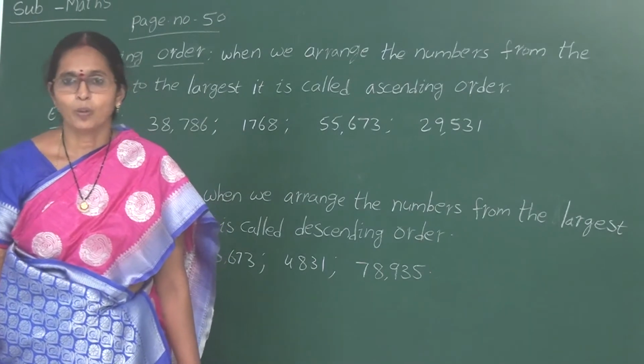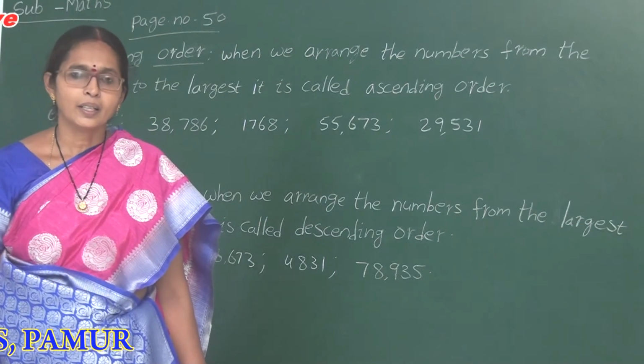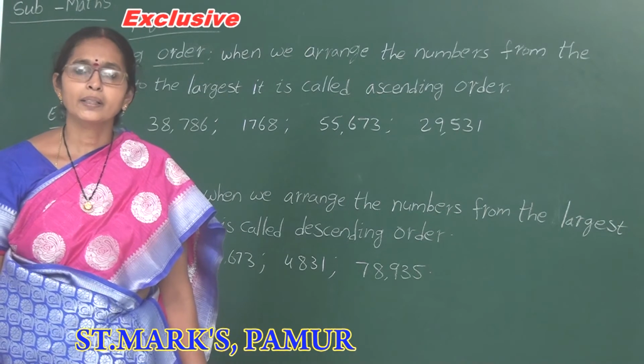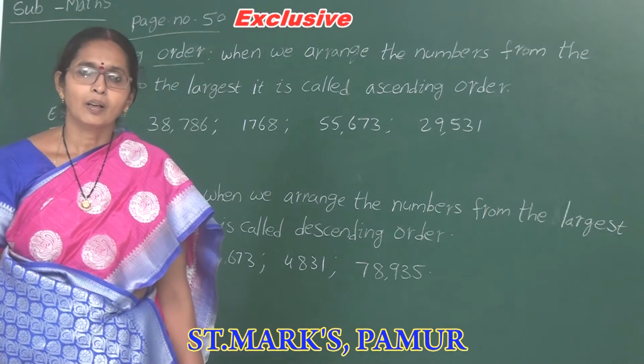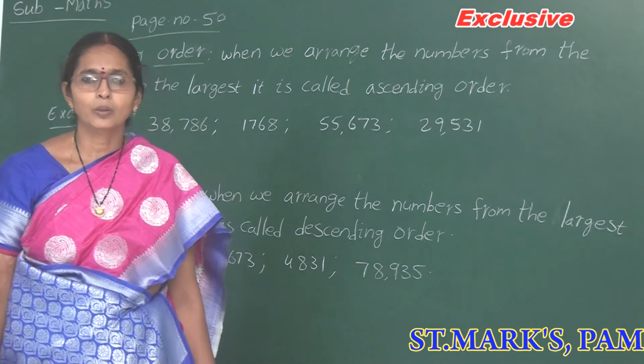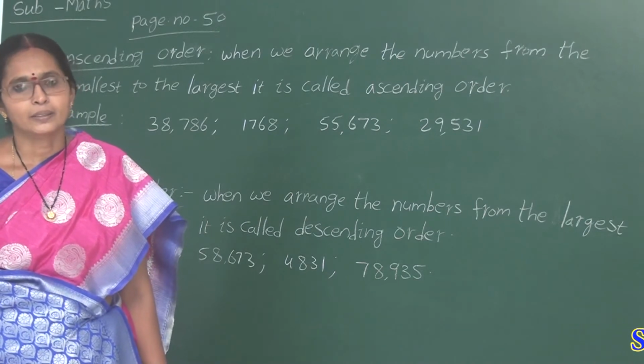Come to the next topic: ascending and descending order. Already last year you learned ascending and descending order. Like that only here, but it is 5 digit and 4 digit numbers. Last year you did 2 digit, 3 digit numbers. This year 4 digit, 5 digit numbers.